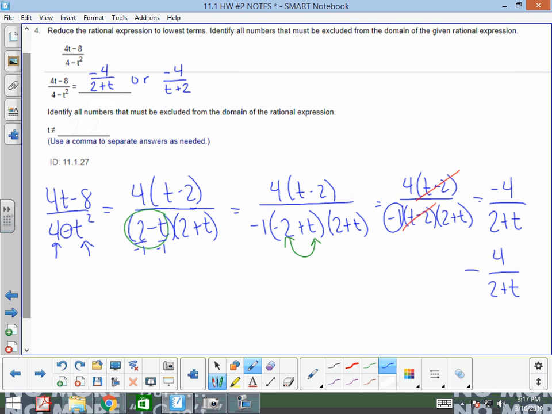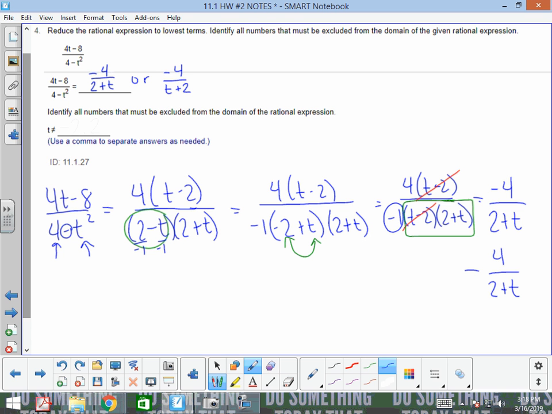Now when we do excluded values, I usually like to go, and if you noticed, where they right before or right whenever I started to cancel. So there's where I started to cancel. So I'm going to take each factor before I canceled. I'm going to write it as t plus 2. Set it equal to 0, set each factor equal to 0, and solve.